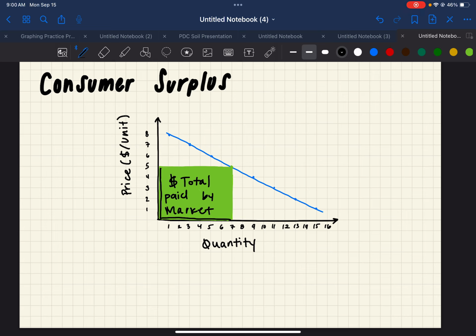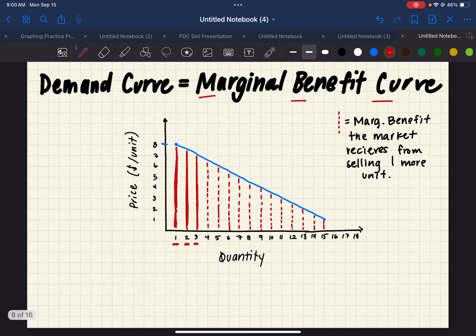That green rectangle. Okay, so consumer surplus. If we price our item at $5, that means that most people who are buying it are getting more benefit than what they paid for it. Remember over here on our marginal benefit curve, each one of these lines here is the benefit that customer decides they're going to get from the product.